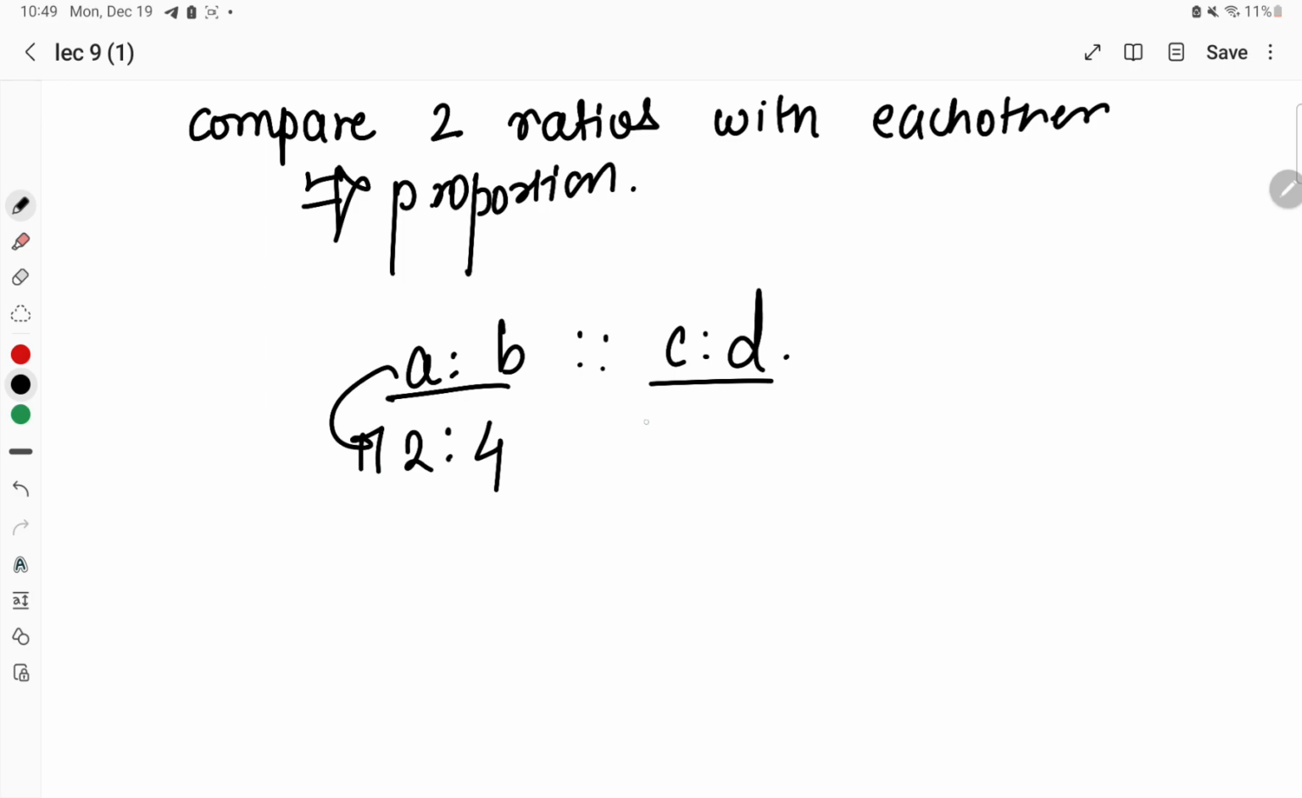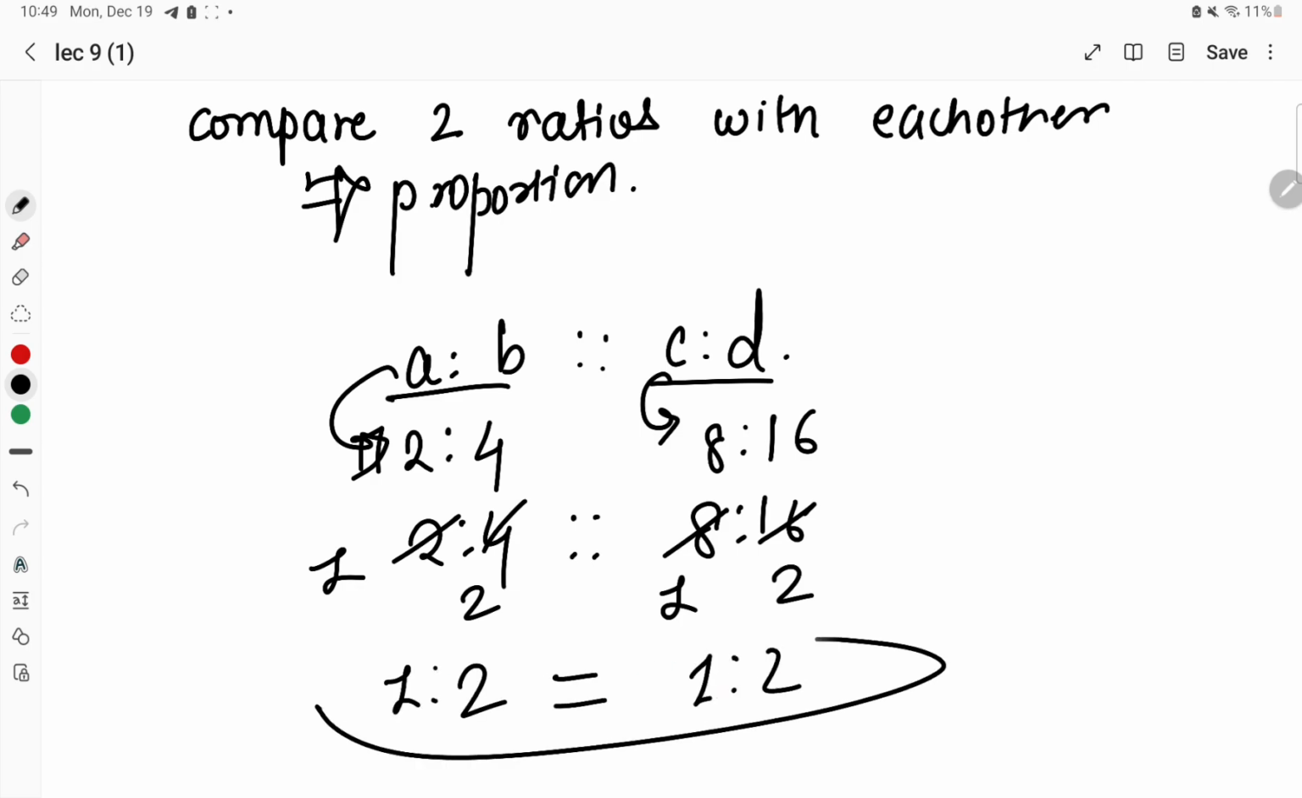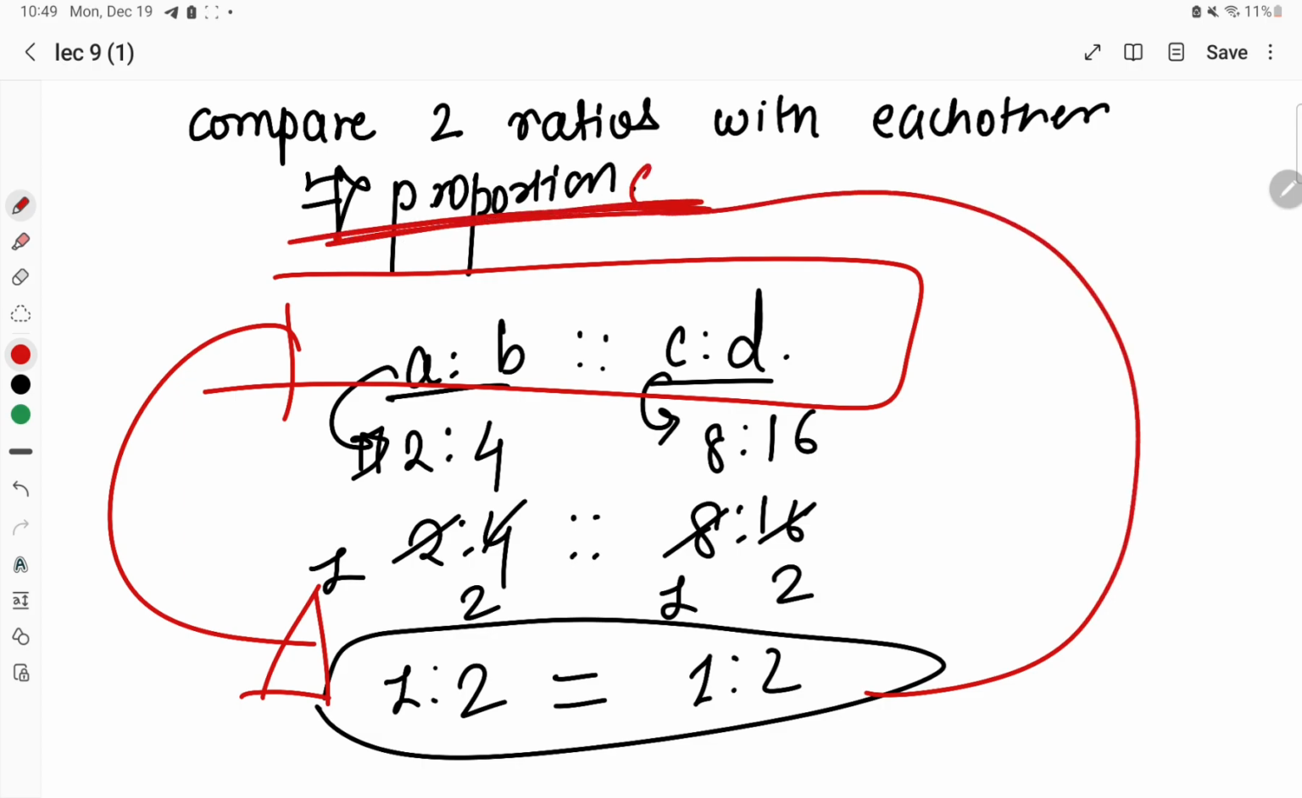For example, the value of A is to B is 2 is to 4, and C is to D I'm taking as 8 is to 16. Comparing them, I can clearly see 2 ones are 2, 2 twos are 4, 8 ones are 8, 8 twos are 16. That is, the values of these two ratios are coming equal. Once again, listen properly: whenever we compare two ratios and both ratio values are equal, at that time we say that the two ratios are in proportion.